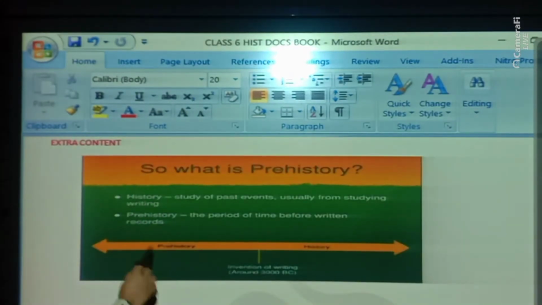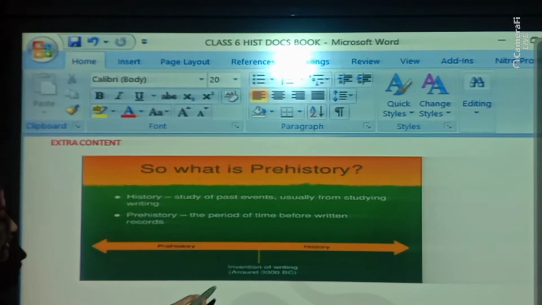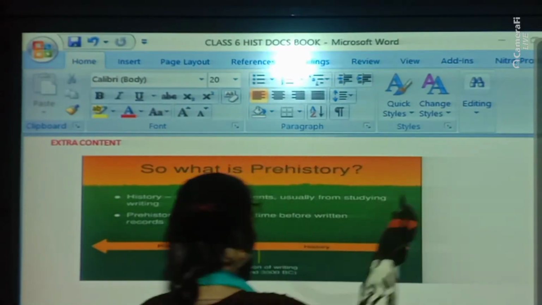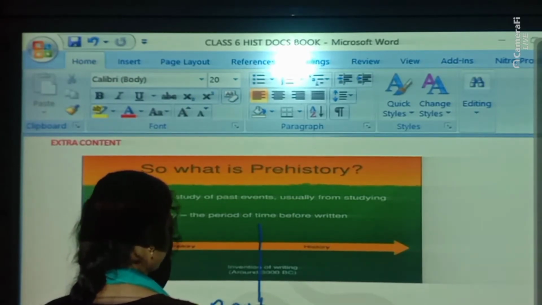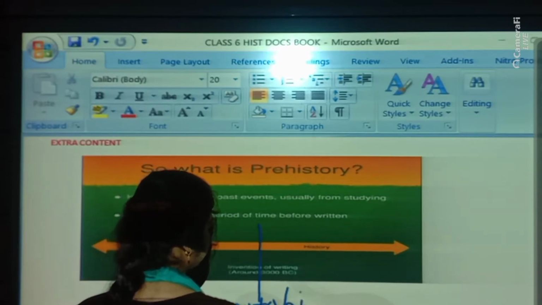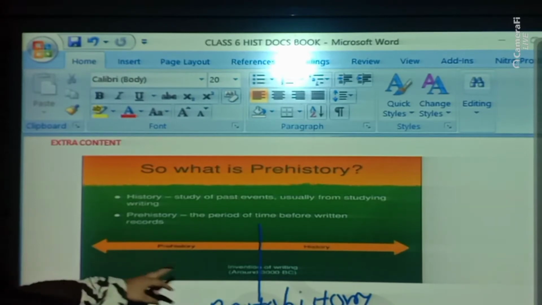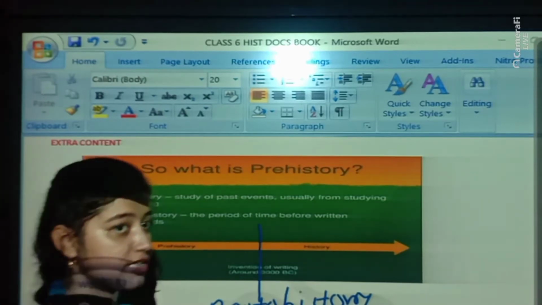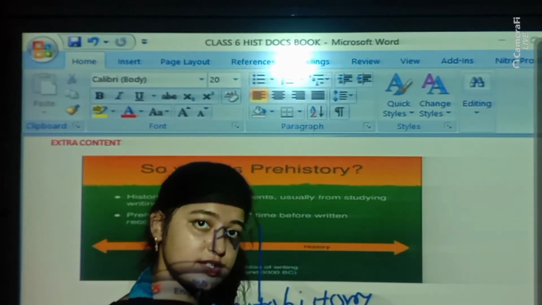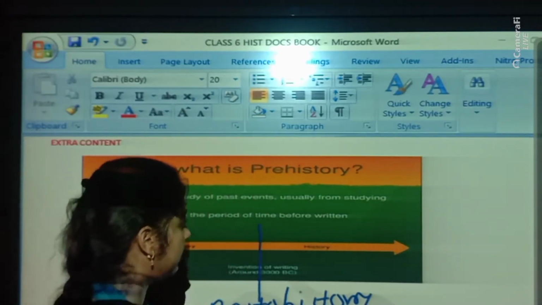What is prehistory? History is the study of past events, usually from studying writing. Prehistory is the period of time before written records. Now this time period denotes protohistory. Right? Between prehistory and history we have protohistory, because some civilizations had developed to write or manuscript a few things or archive their own languages and use their own symbols, but some had not, okay?